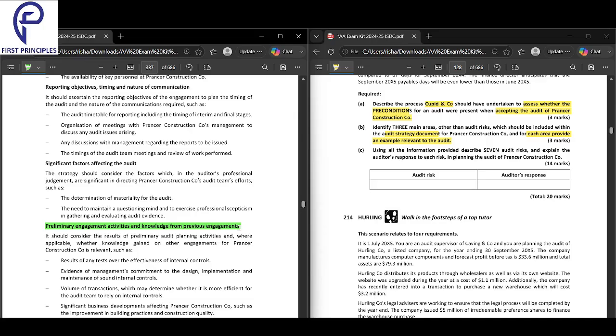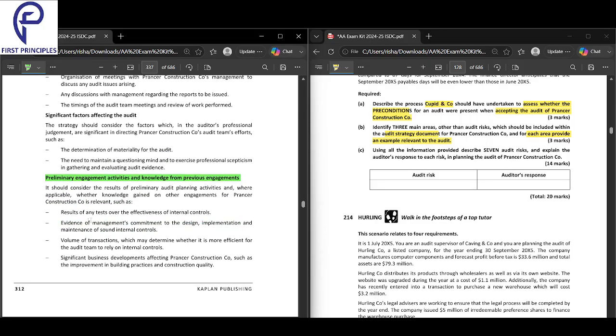what about that? Next, in that, we should write down the results of any tests over the effectiveness of internal control, evidence of management commitment to design, implementation, and maintenance, then volume of transactions and significant business development affecting Prancer Construction Co. Significant business development, right? So this is what they have to put there.